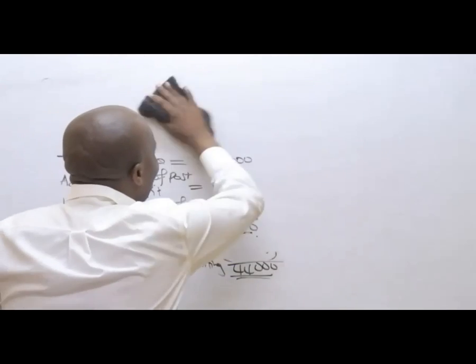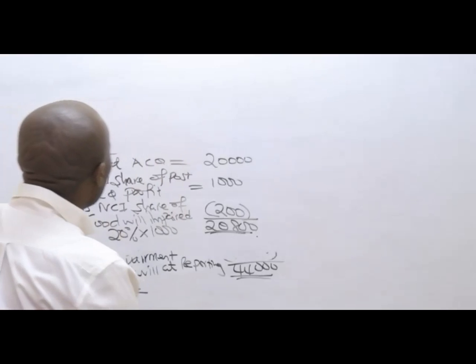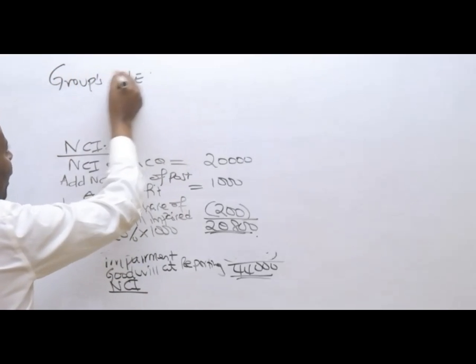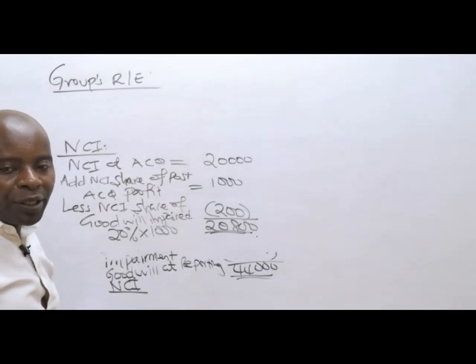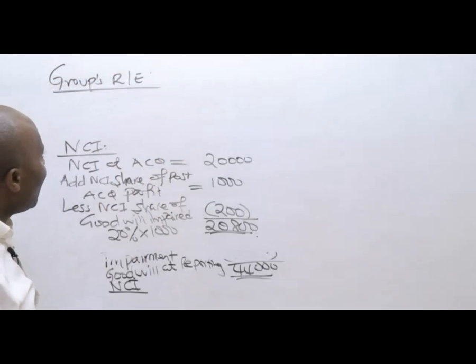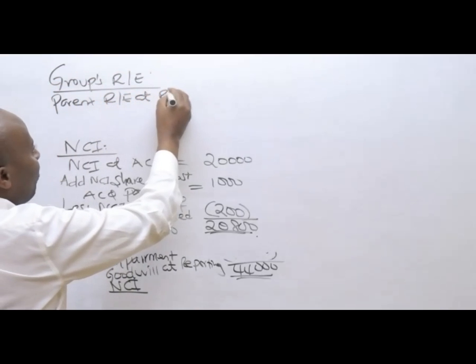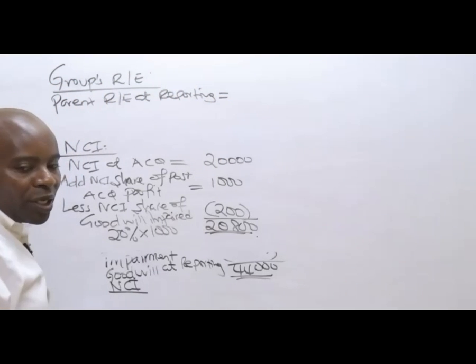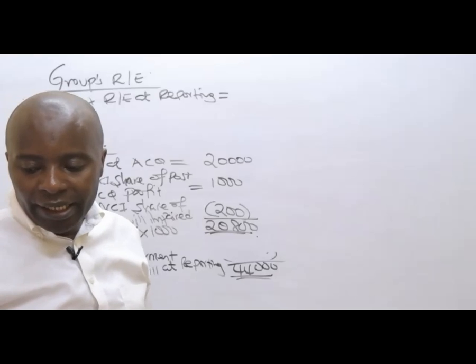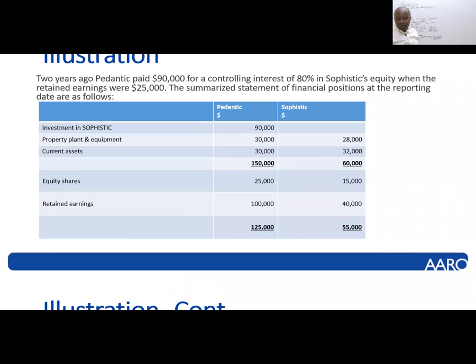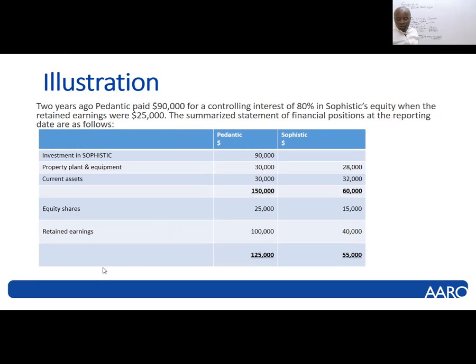Now from there, we move on to the next level. The next level, which happens to be the fifth working, which is our last working, ladies and gentlemen, is what we call the group's retained earnings. So group's retained earnings is very easy. For group retained earnings, come and give us the parent's retained earnings at reporting. Go to your reports. In your reports here, you'll be able to see retained earnings of which company? Of Pedantic, which is the parent. We had 100,000 at reporting date.